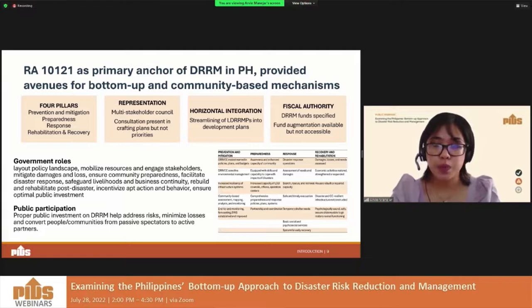So RA 10121 is the primary anchor of DRRM in the Philippines. And it has four pillars: prevention and mitigation, preparedness, response, rehabilitation, and recovery. And in representation, the policy requires that there should be a multi-stakeholder council and that consultation should be present in crafting plans. There are also issuances that require horizontal integration, which means local DRRM plans should be streamlined or included in development plans.